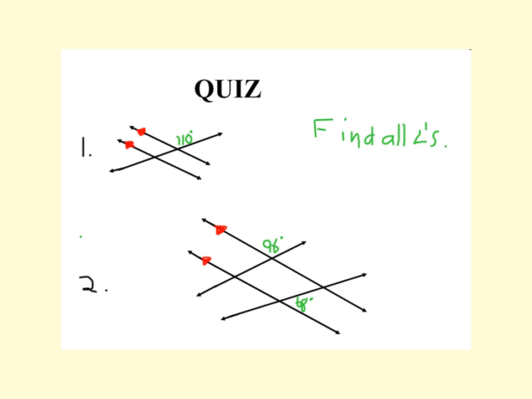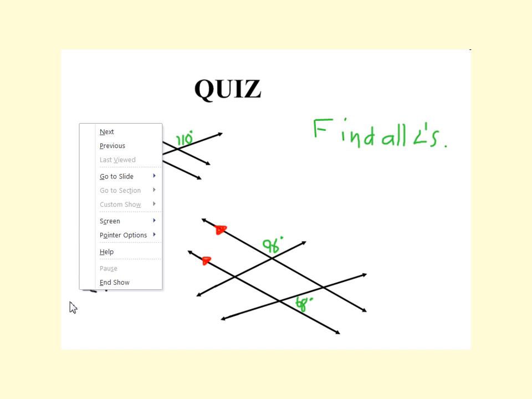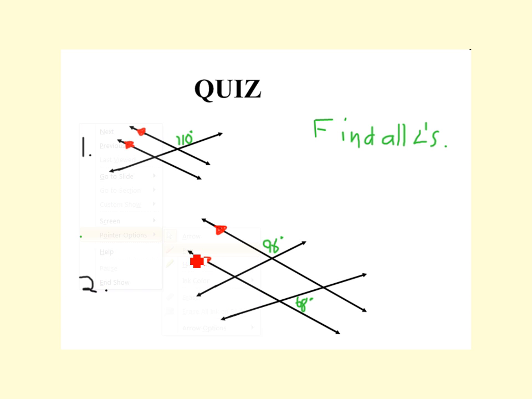All right, on the quiz, hopefully you did this. If I'm looking at this first picture, I know that this angle right here is 70 degrees because those two are supplementary. I know that these are vertical, so that's 110 degrees. I'm going to draw the picture bigger so I can actually do something on it. We know that this one's 70, this one's 110.